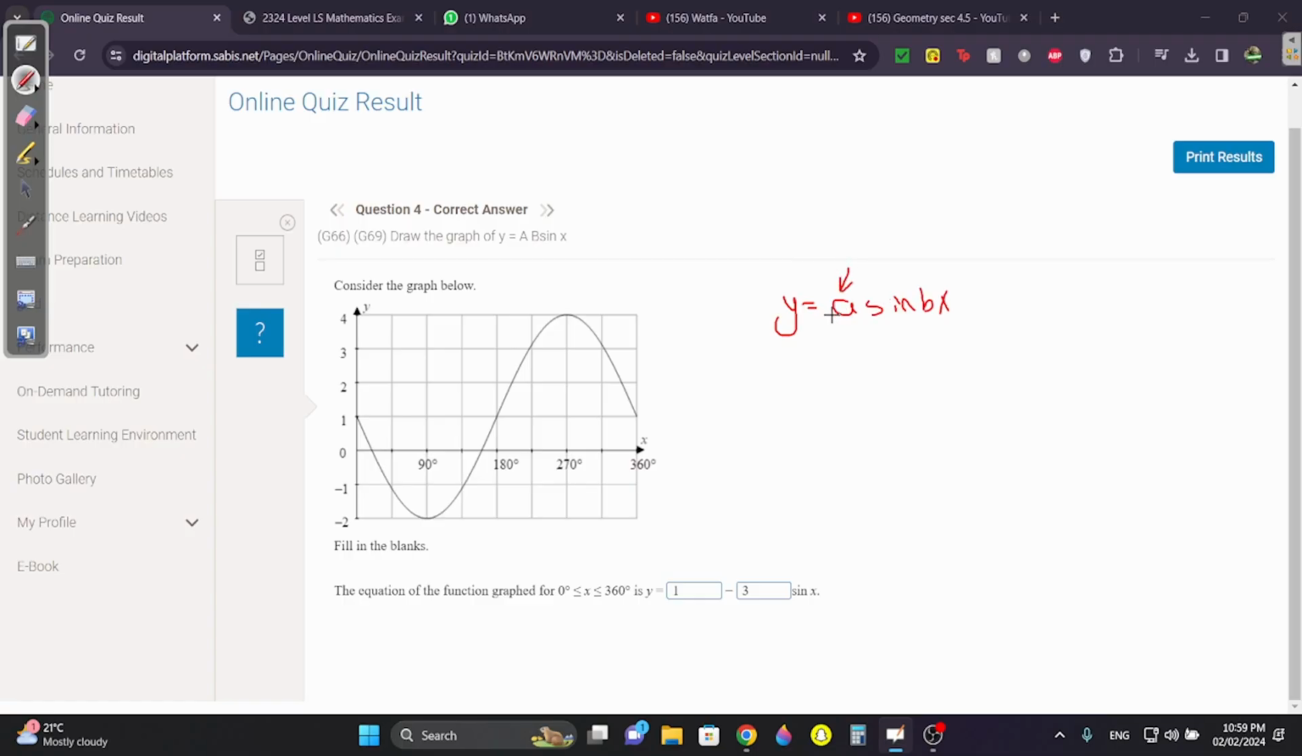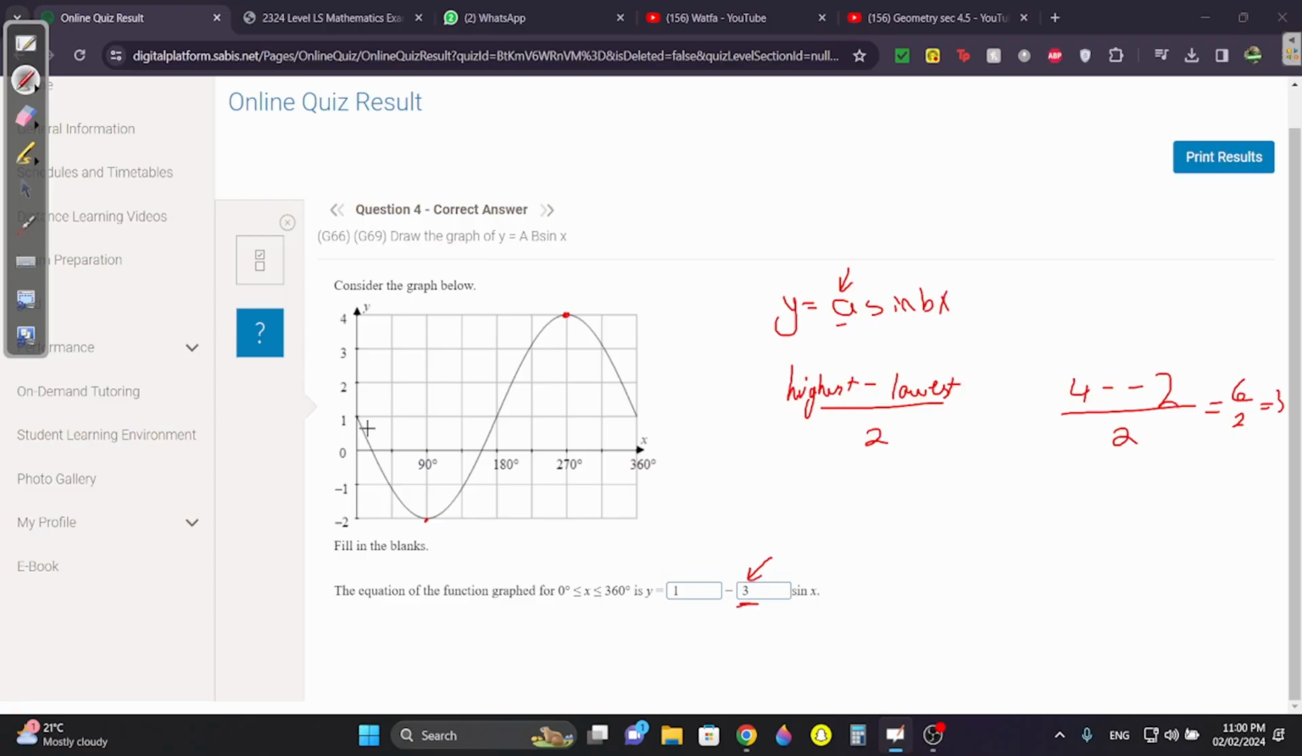What I advise you, if you want to be safe, 100% every time it works, to find A, you do highest minus lowest over 2. So in this case the highest point is 4, the lowest point is minus 2. So 4 minus the lowest point, which is minus 2, divided by 2, which is 6 over 2, which is 3. And in this case, it is 3.